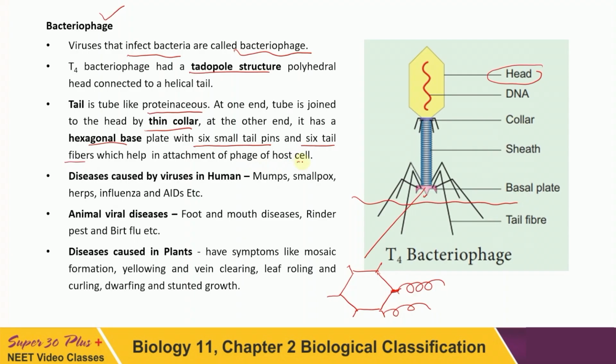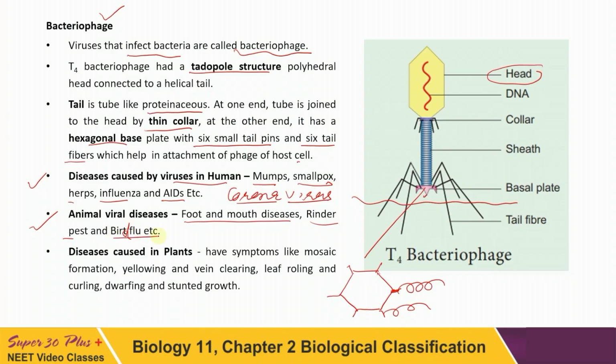Come to the next, diseases caused by some viruses. Diseases caused in humans, some typical well-known diseases, are mumps, smallpox, herpes, influenza, and AIDS. And recently we have noticed coronavirus, a deadly disease, especially in 2020. Diseases caused in animals are foot and mouth disease, rinderpest, and bird flu.